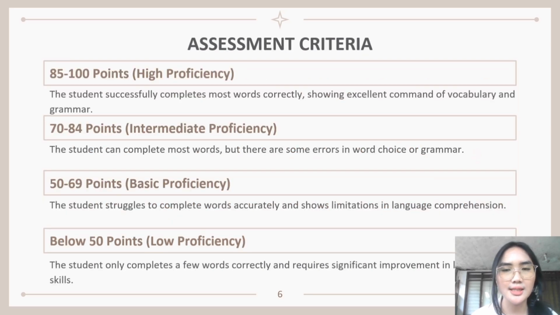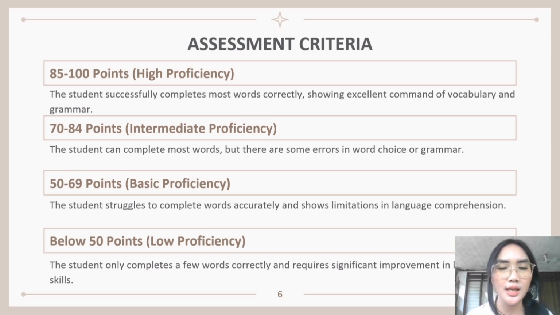And the next is assessment criteria. And the first is 85 to 100 points, high proficiency. The student successfully completes most words correctly, showing excellent command of vocabulary and grammar.